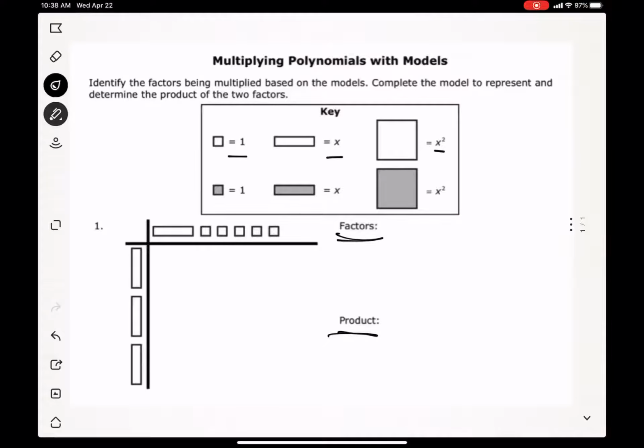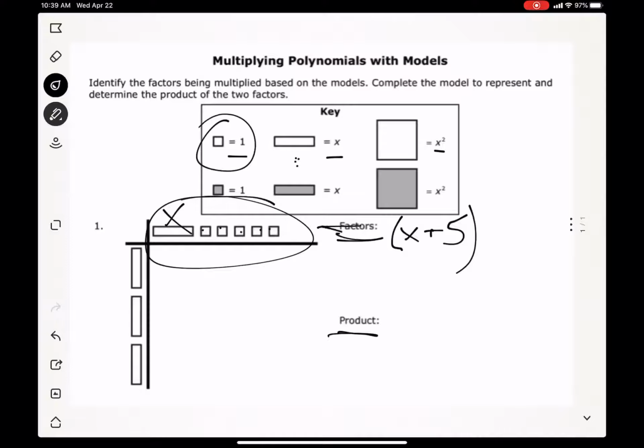So what does this represent right there? Well, that represents, as we see right here, x. How many x's do we have? Just 1. So we're going to start writing our first factor. Our first factor is x. And then when we look at all of these, they are represented by that. So I have 1, 2, 3, 4, 5. So it's going to be x plus 5. Okay, and so that's one factor, right? Because that's all that equals x plus 5.